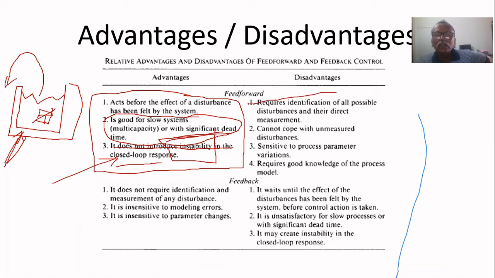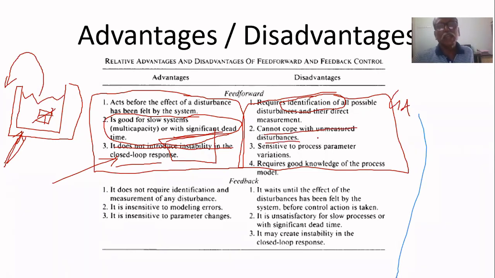Then what are the disadvantages of the feed-forward controller? You see that it requires identification of all possible disturbances. You need the mathematical model GD of S to design the controller. That means you should identify the model and its parameters to design a feed-forward controller. It cannot cope with unmeasured disturbances. If you do not know the disturbance, it won't take care of it. We have already seen that the feed-forward controller will work only for the disturbance for which it is designed. Other unknown disturbances it will not take care of.